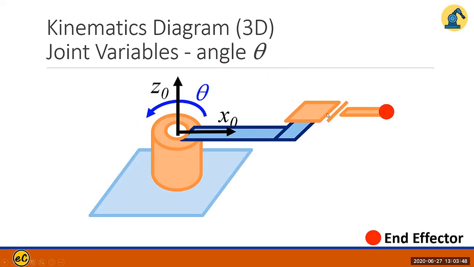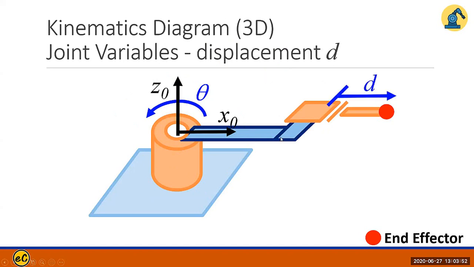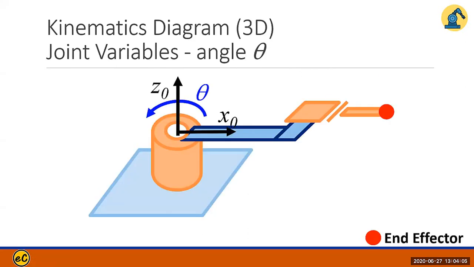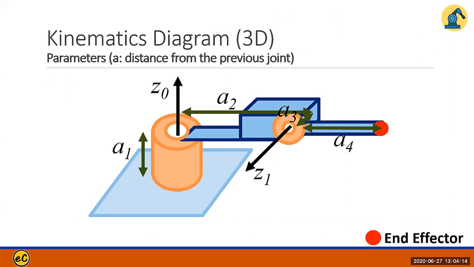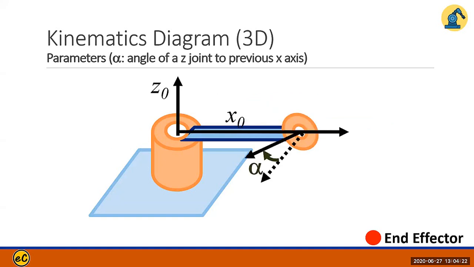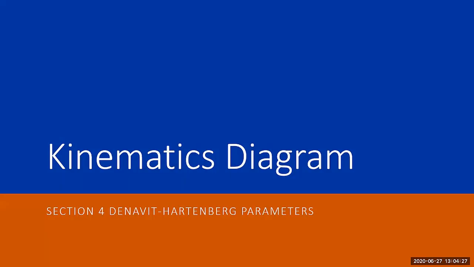The second one happens on this prismatic joint, and the distance that it can extend is called D. That's the displacement D, another joint variable. So 2 joint variables, theta and D over here. And there are 2 possible distances when you design your frame. One is the distance from your previous joint. The other one is the angle of your joint.